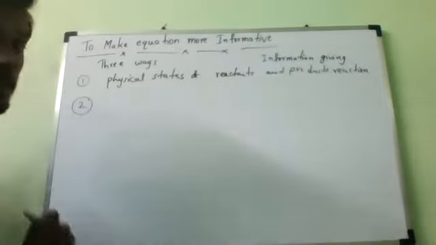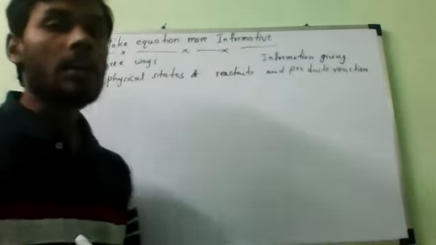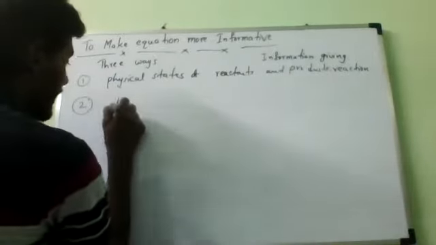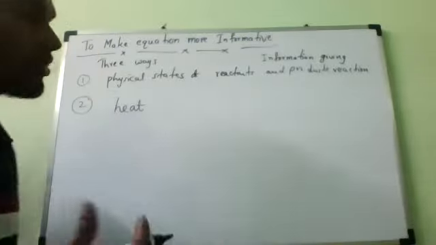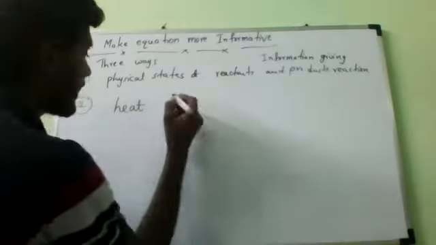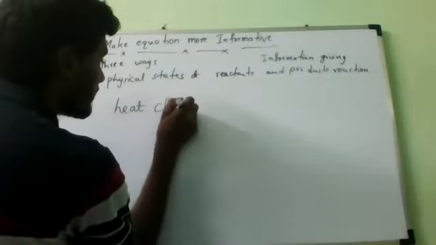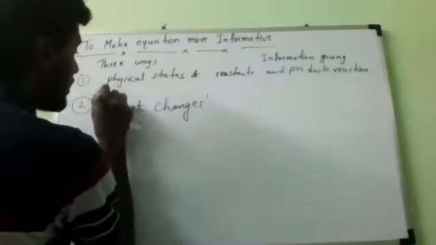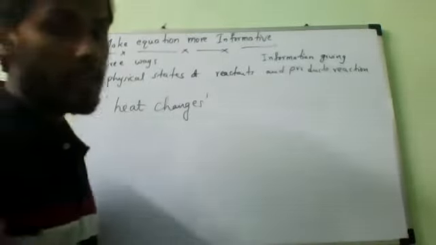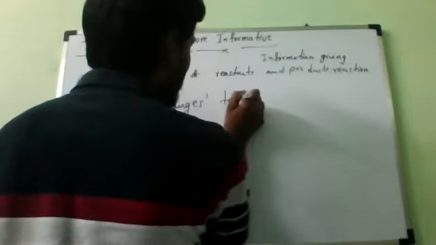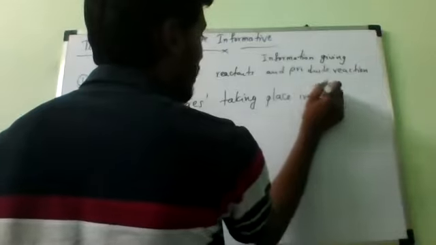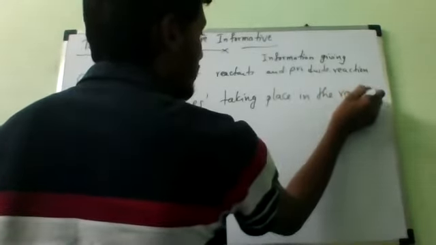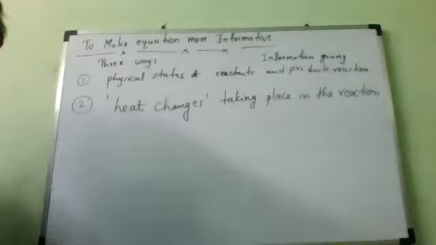And the second one is by indicating the heat changes. Heat changes means either the reaction is absorbing heat or releasing heat. So that is called heat changes. Indicating the heat changes taking place in the reaction is the second way of making the equation more informative.